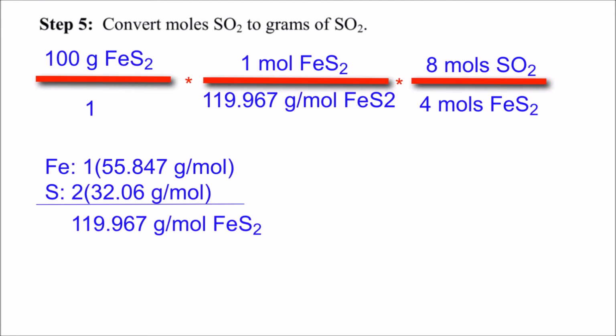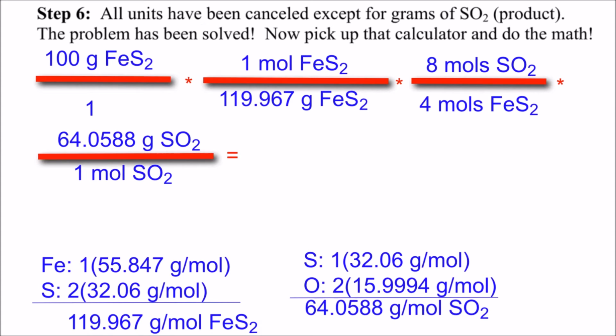And now we're going to convert the moles of SO2 into grams of SO2 because that's what they asked for. Okay, so now the last part, step 6, we have figured out all of the stoichiometry part of this. All of our units cancel out now, and all we have to do is multiply across the top and divide across the bottom to figure out our grams of sulfur dioxide.